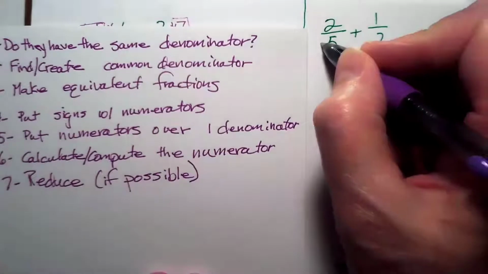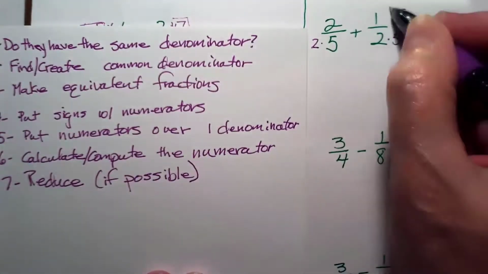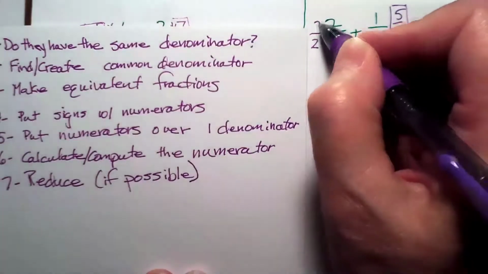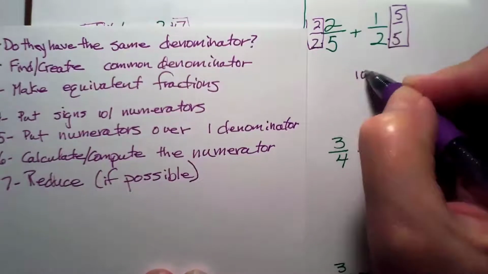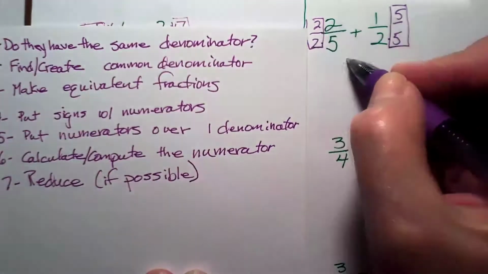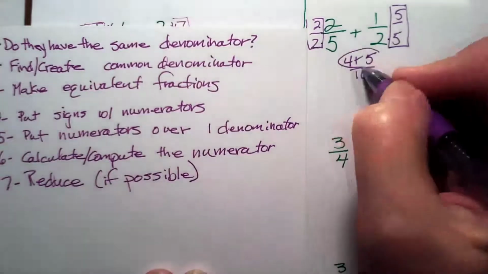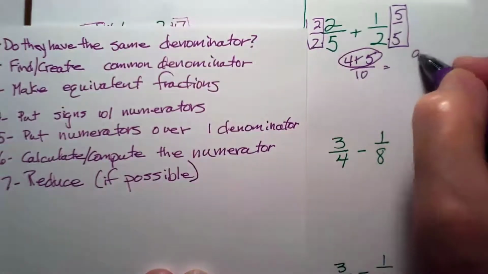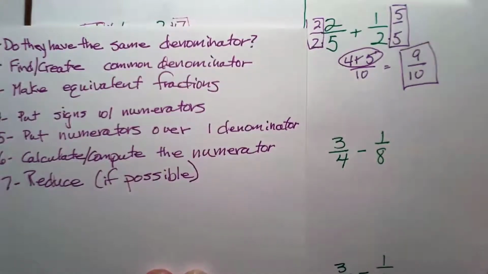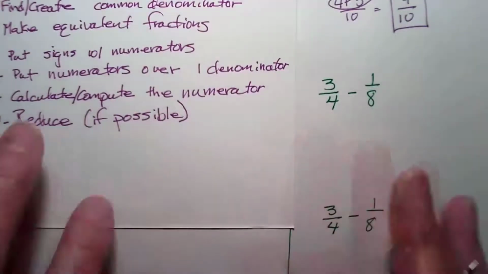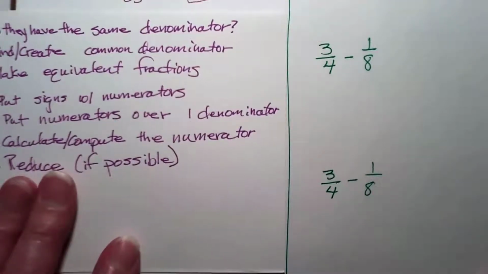So I'm going to multiply 5 times 2, 2 times 5, the top by the same thing, the numerator by the same thing. So now I have 2 times 5 for my denominator is 10. 2 times 2 is 4, plus 1 times 5 is 5. Do the math right there. 4 plus 5 is 9. 9 over 10 is my answer. This next one I copied down twice because I'm going to show you 2 different ways to do it.